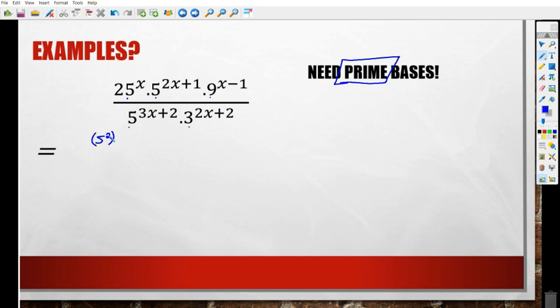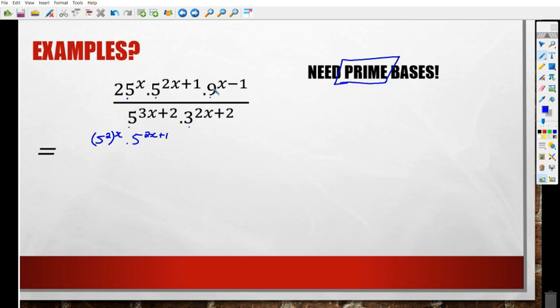Alright, and what was 25 raised to the power of? x. So we've got 5 squared in a bracket raised to the power of x there. So I'm going to have to do something to that later. Multiplied by 5, which is already a prime base. Nothing's going to change here. 5 to the power of 2x plus 1. Very awesome.